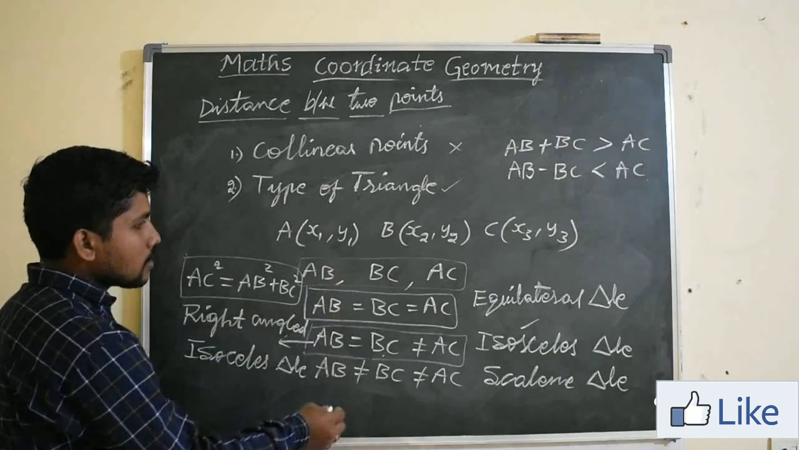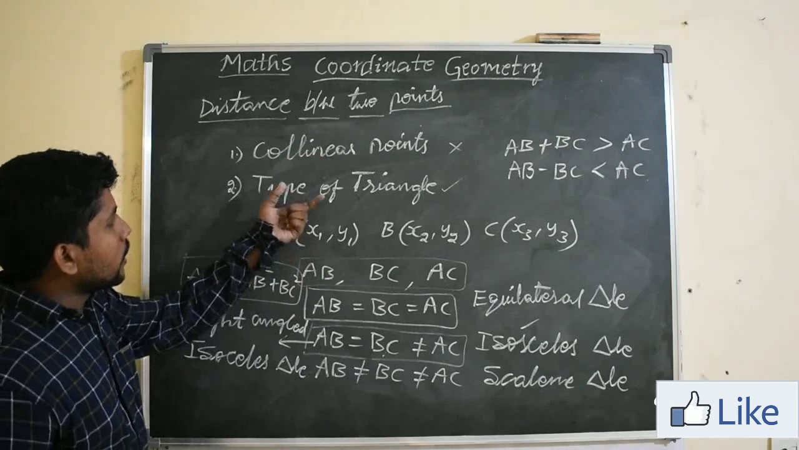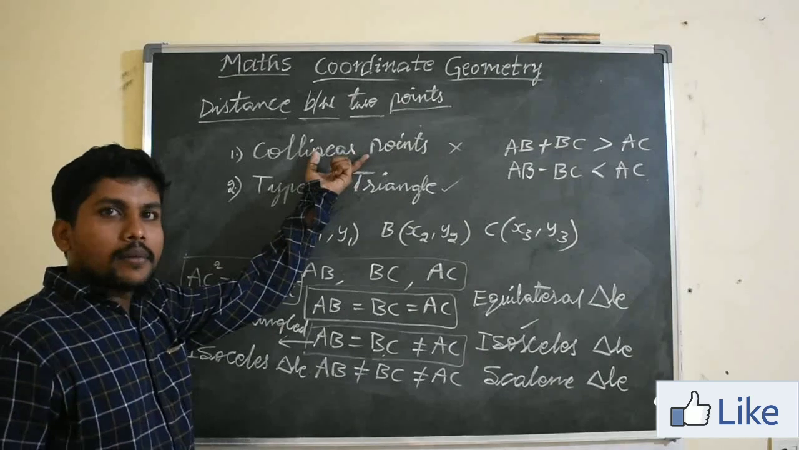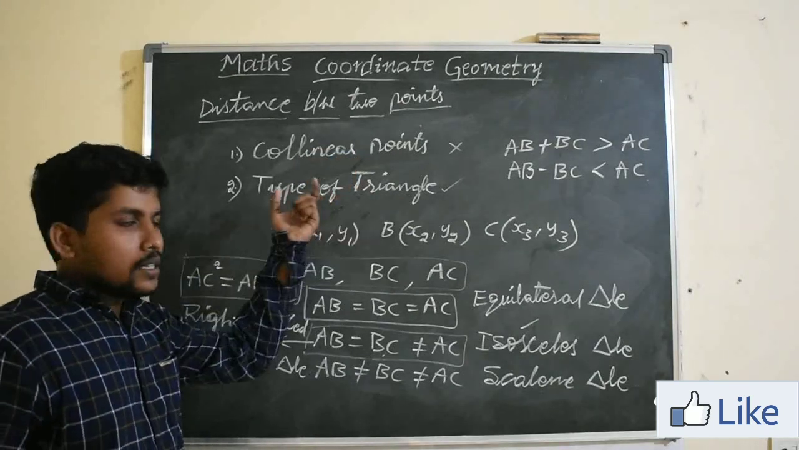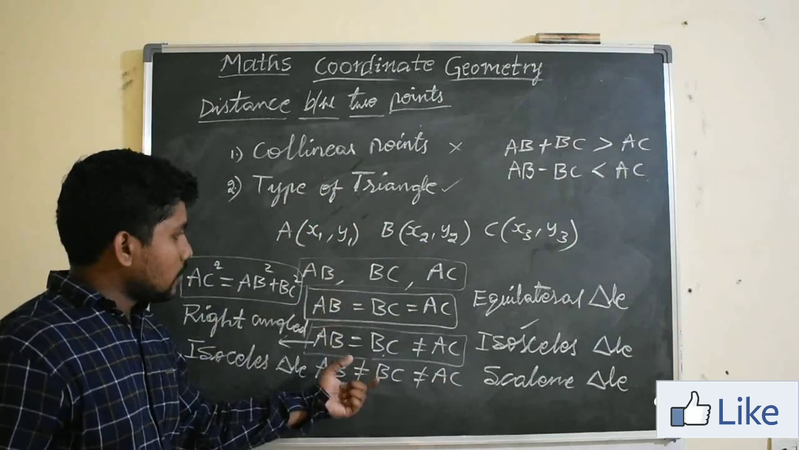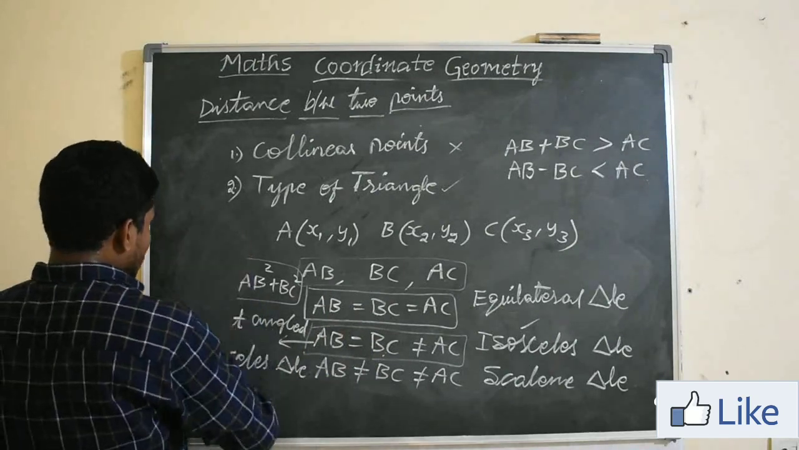So in these cases we are going to use the distance between 2 points formula to identify which type of triangle it is. If the given 3 points are not collinear and they form a triangle, then we can check which type of triangle it is by looking at these conditions.